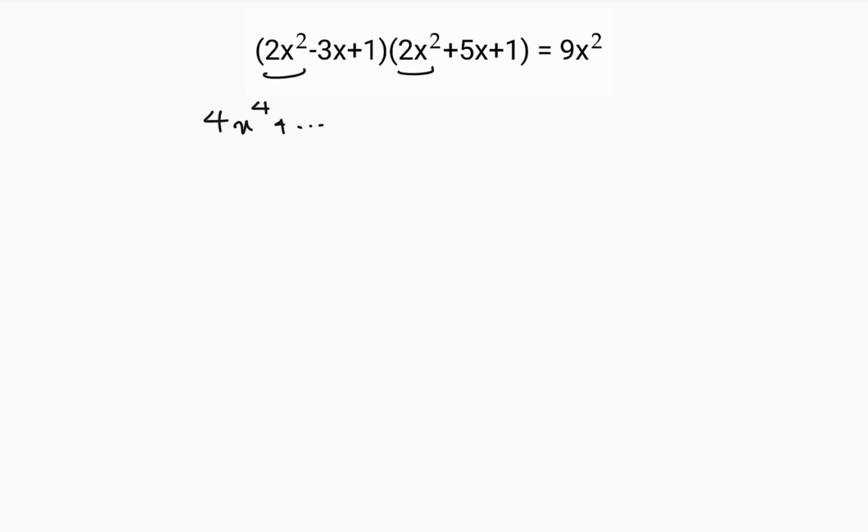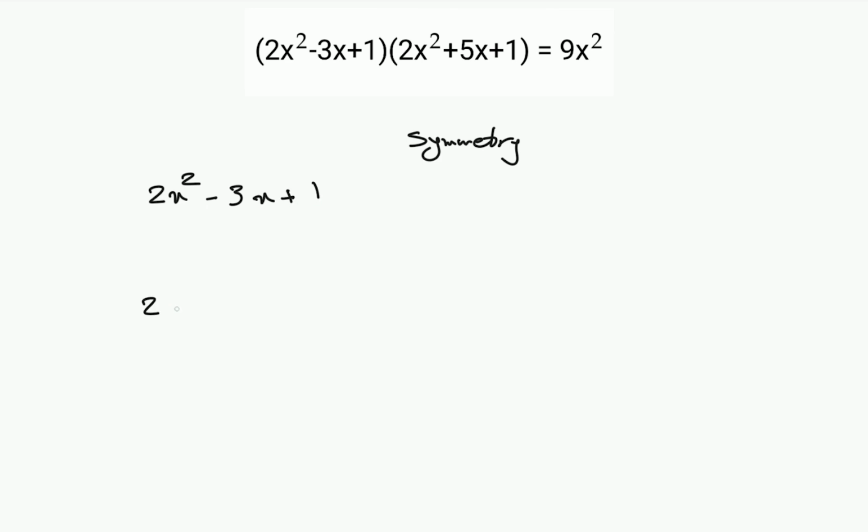And how to simplify it? Well, I have an idea. The idea is to go down the path of symmetry. Is it symmetrical? No, but we can manipulate it and change it the way we want it. So we have 2 times x squared minus 3 times x. Wow, that 3 is really ugly. That's better. Plus 1. And the other expression is 2 times x squared plus 5 times x plus 1.